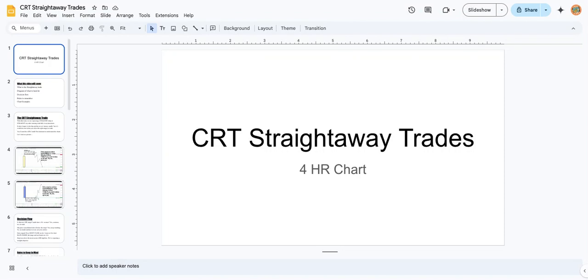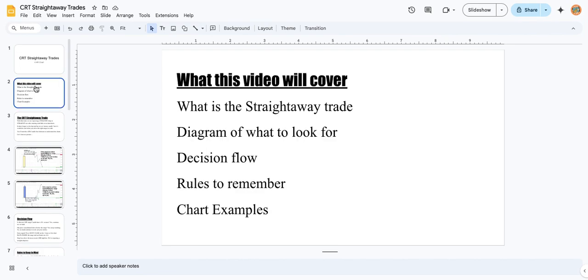Candle range theory trader back with you with another video, talking about catching these key momentum candle range theory straightaway trades using the 4 hour chart. So let's not waste time and get right into it. This video is going to cover what the straightaway trade is to catch this momentum, a diagram of what to look for, a simple decision flow, some rules to remember, and some chart examples.